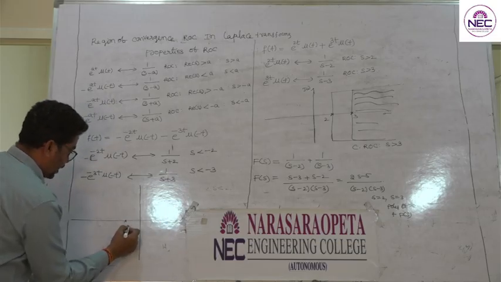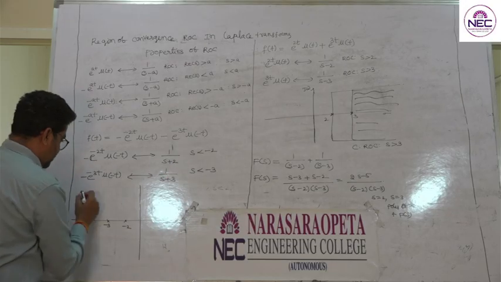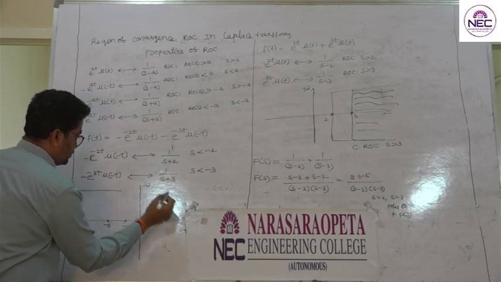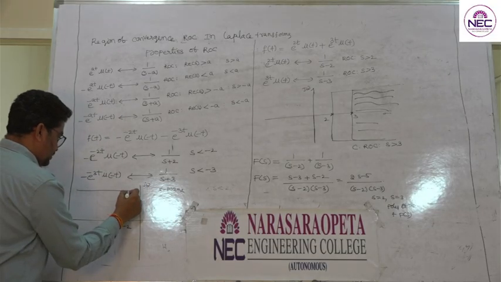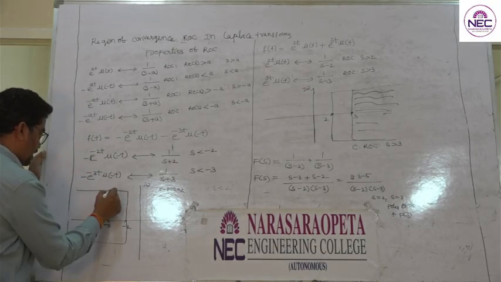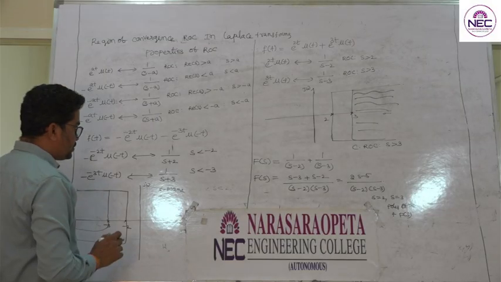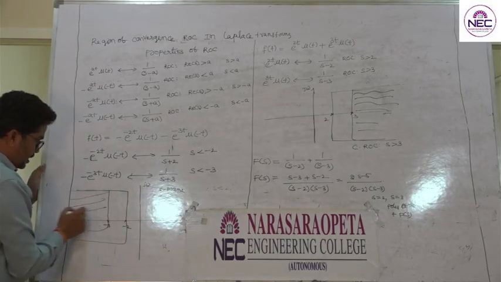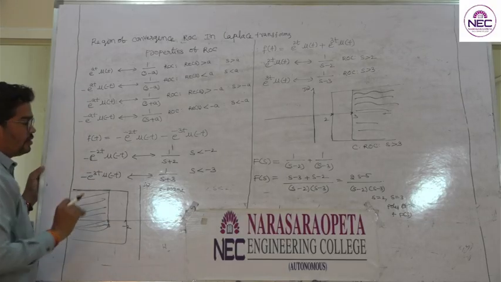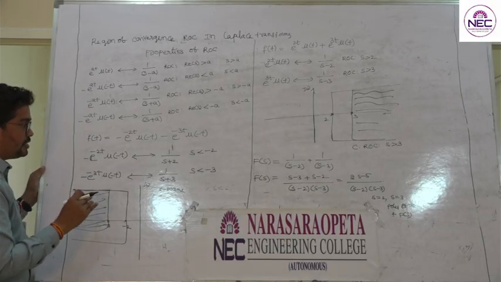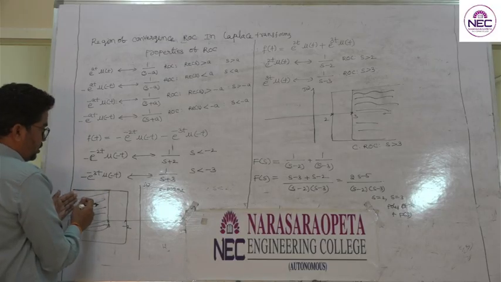Okay, here the common ROC. s equals minus 2, s equals minus 3. s less than minus 2, and s less than minus 3, in the s plane with sigma and j omega. The common ROC is s less than minus 3. For a combination of two left side signals, ROC is always left side of the leftmost pole.